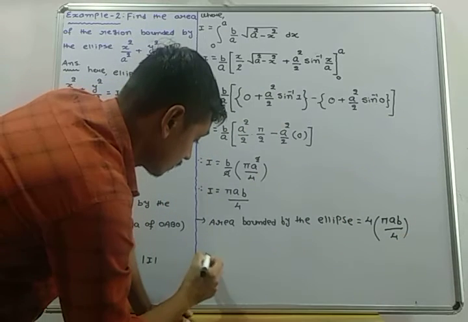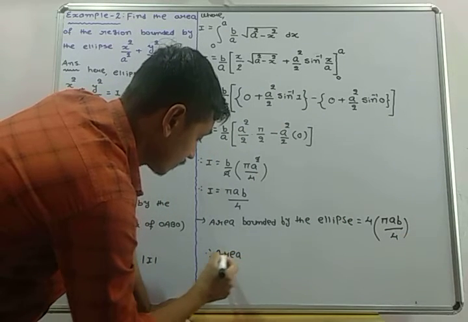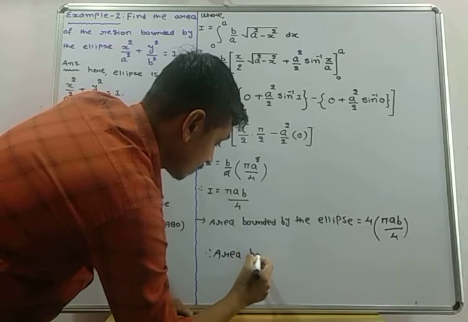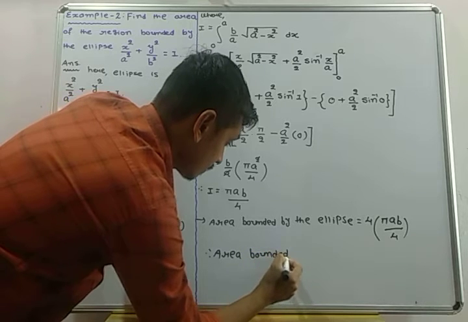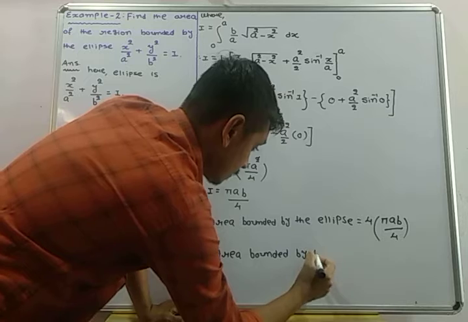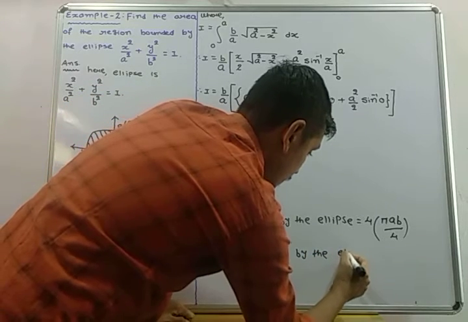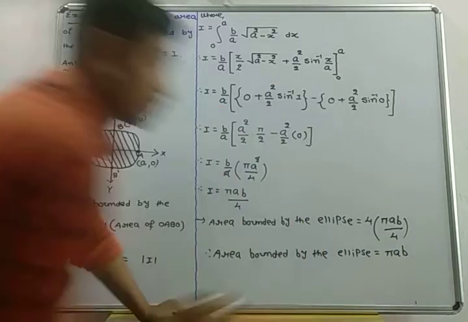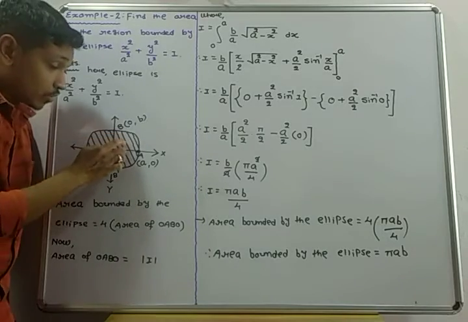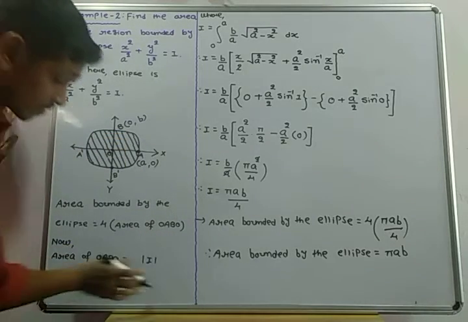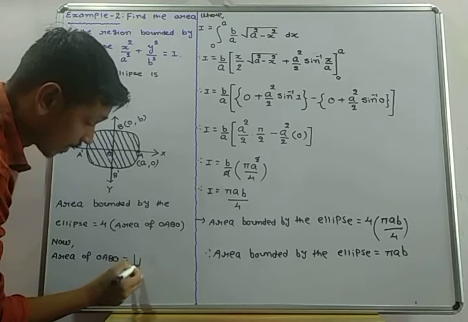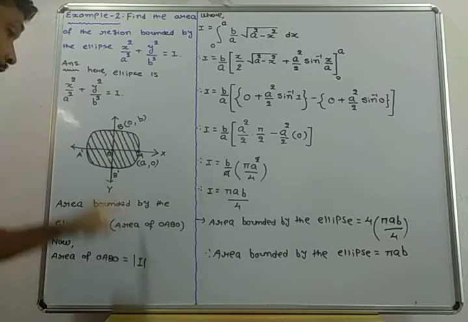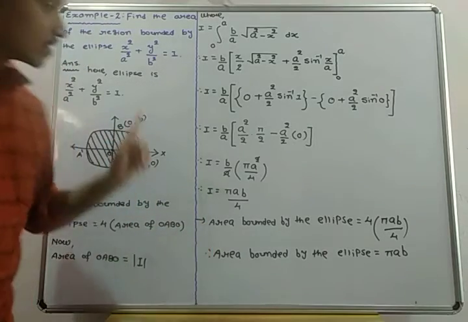4 cancels. Therefore the area bounded by the ellipse is equal to pi AB. Okay, this part is OABO. OABO is mod of I. Area of OABO is equal to mod of I. So I is the area of OABO, and OABO into 4 is equal to the area bounded by the ellipse. So this is your ellipse sum over.